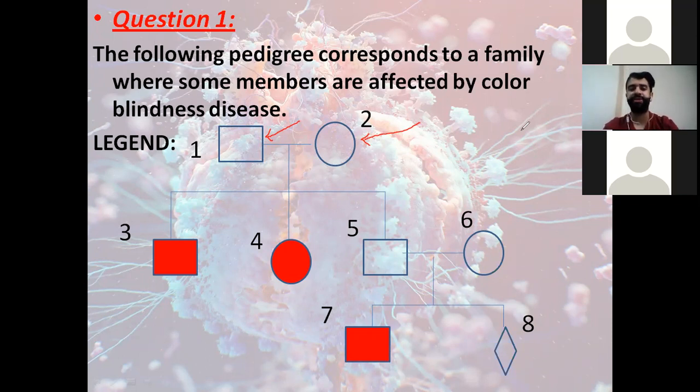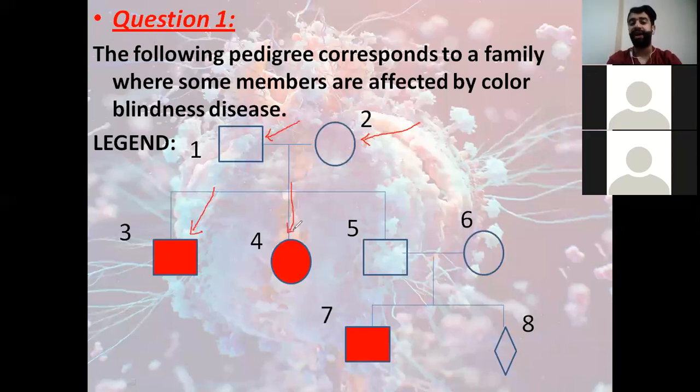Very good. Excellent. So Tala, individuals 1 and 2 are normal, but they gave birth to individuals 3 and 4, which are affected by color blindness. So the color blindness allele was masked in the parents. It's recessive with respect to the normal dominant allele. So this is the answer here. You have to use the pedigree.